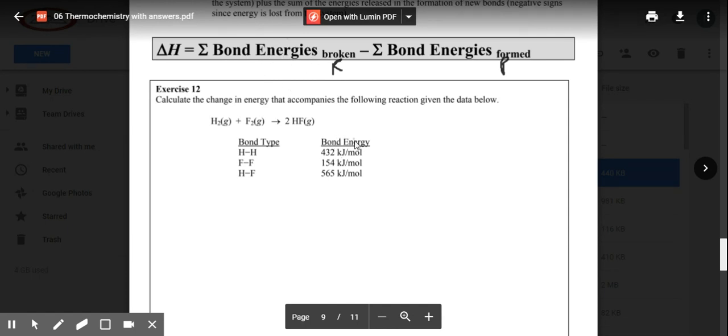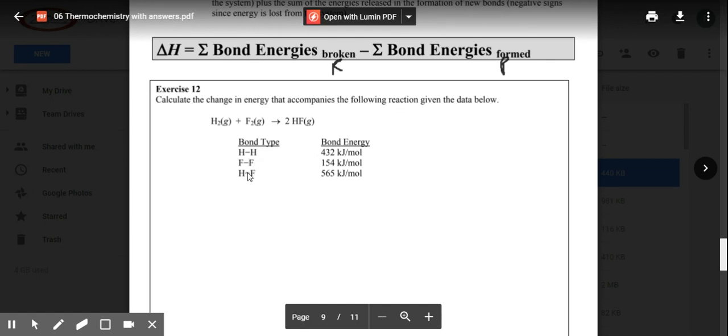Now again, this is a bond energy for 1 mole of H-H bonds. This is for 1 mole of F-F bonds. So when I'm looking at these reactions, I might have more than one H-H bond. I might have more than one F-F bond. I might have more than one H-F bond. So I have to be able to count those bonds to figure out how many total I have. If I have 2 H-H bonds, then guess what? I have to multiply this bond energy by 2. If I have 6 H-H bonds, then I have to multiply that bond energy by 6. So make sure you pay attention to that.